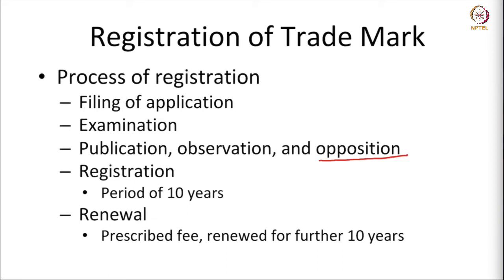Now opposition is soon after the publication. Any member of the public who is interested in opposing the mark may lodge an opposition, and there are grounds on which you can oppose a trademark. So the office will look into the opposition, and then once the opposition is overcome by the applicant, the office will register the trademark. Now the registered trademark is valid for a period of 10 years and it can be renewed every 10 years. So the renewal is done by paying the prescribed fee, and it can be renewed for a further period of 10 years.